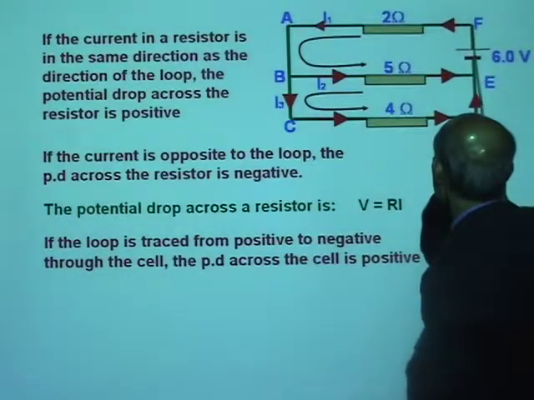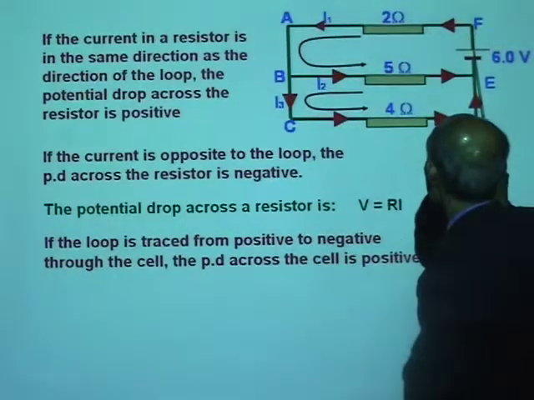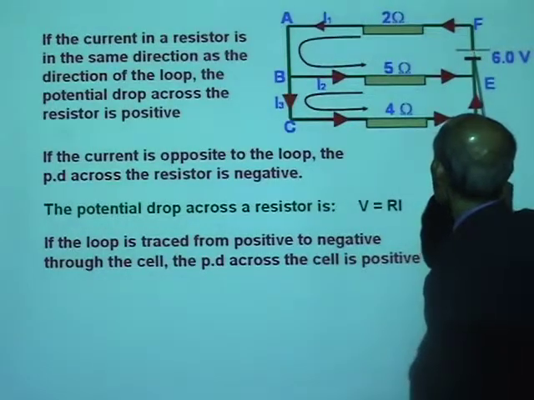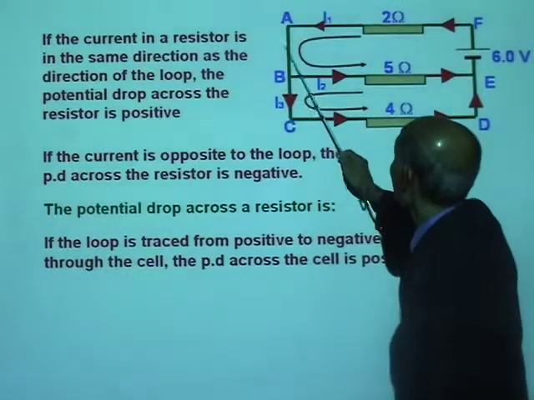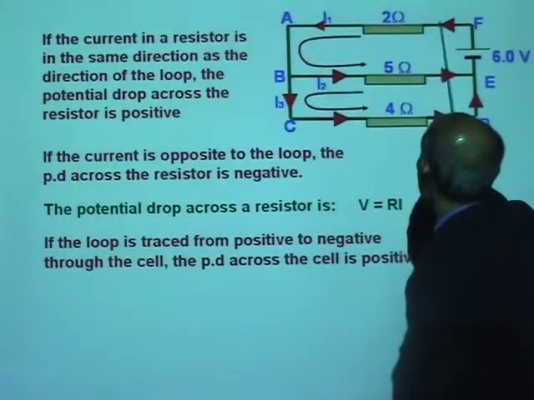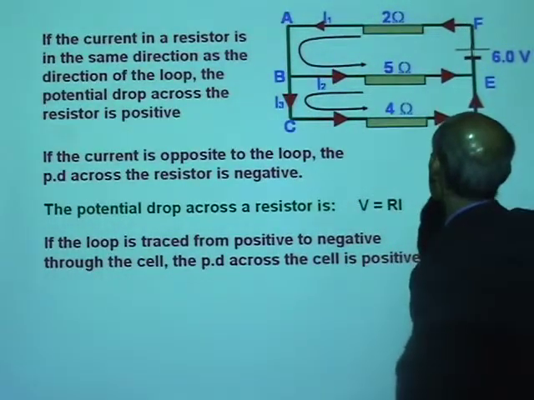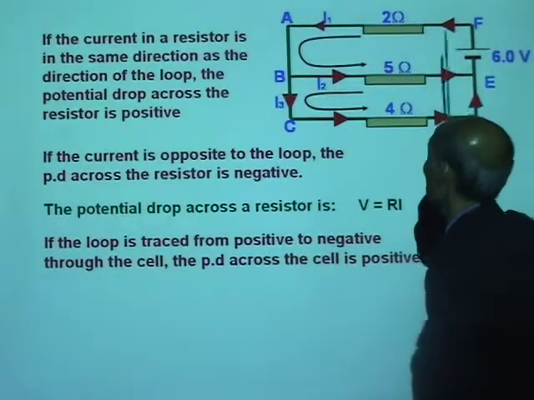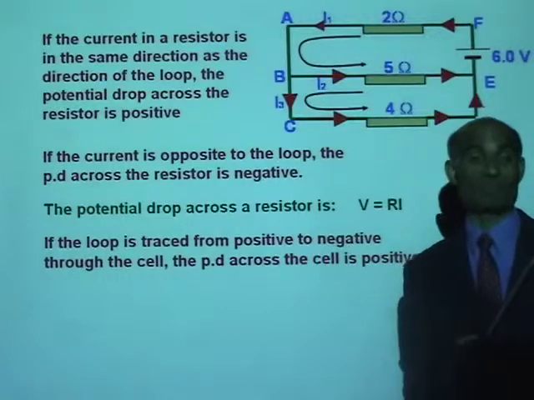It is coming from the positive. I'm tracing out the loop for the cell from the positive to the negative. You see that? So the direction of the loop is traced out from positive to negative. Then the potential drop across the cell will be positive.